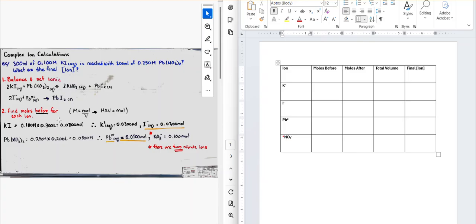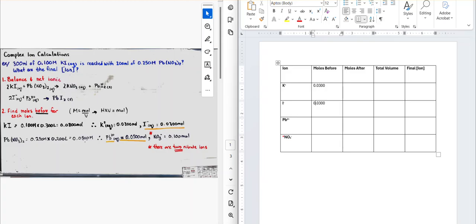So to figure out the moles before, all I'm going to use is my simple molarity calculation: molarity times volume equals moles. So for the potassium iodide, 0.1 times 0.3 equals 0.030. So in this row here, I have 0.0300, and I have the exact same thing for the iodide because it's a 1-to-1 ratio.